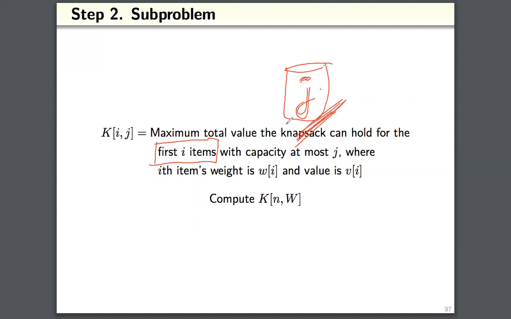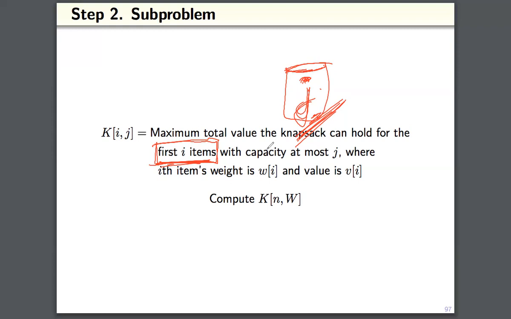So let's assume just this as one more knapsack, a knapsack with capacity at most j. Let's not consider which items are considered here. Make sense? Any subset of the first i items can go into this. When we say first i items, it means any subset of the first i items can go into this with capacity at most j. Make sense?